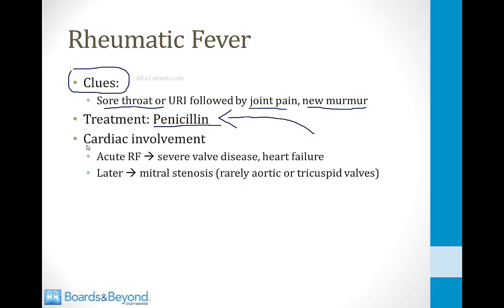And just let me mention here that there are 2 types of cardiac involvement that can occur in rheumatic fever. In acute rheumatic fever, the carditis can lead to severe valve disease and heart failure. And then patients who recover from rheumatic fever years later often develop mitral stenosis. Very rarely they could get aortic or tricuspid stenosis. And the stenosis is the result of fibrosis and thickening of the mitral valve as a sequelae of the immune dysfunction that occurred in the setting of rheumatic fever.